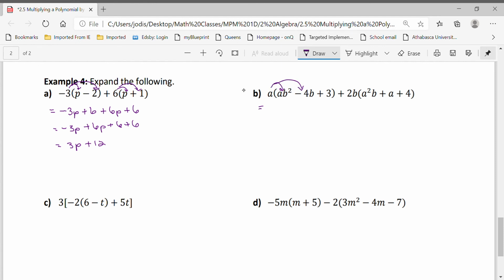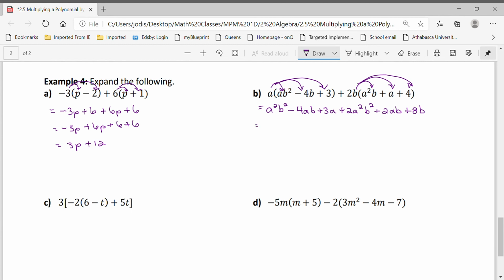Okay, so distribute to everything in your brackets here. So a times ab squared. So a squared b squared, right? Exponent rules. A times negative 4b, negative 4ab. Remember to write in alphabetical order. And then a times 3 is just 3a. Next set. 2b times a squared b, so we've got plus 2a squared b squared. And then 2b times a plus 2ab, alphabetical order. And then 2b times 4 plus 8b.